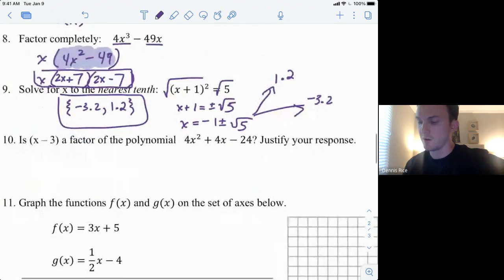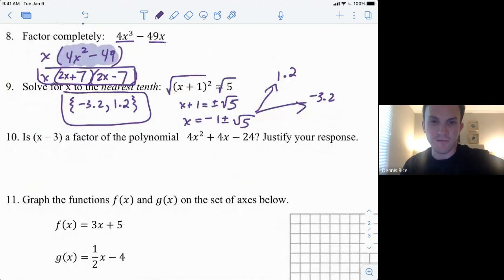Ooh, okay, I like this one. Is x minus 3 a factor of the polynomial? Justify your response. So what is this asking? When we say, is this a factor, it means, is x minus 3 in there somewhere? Like if we fully factor it, is x minus 3 one of the bubbles? Yeah, okay. So there's a few clever ways we could do this.